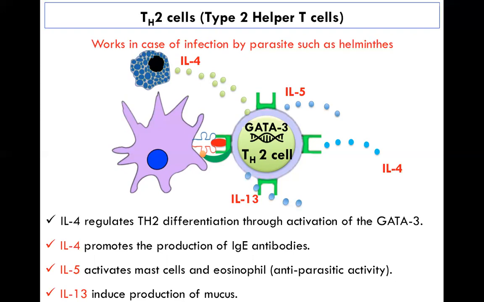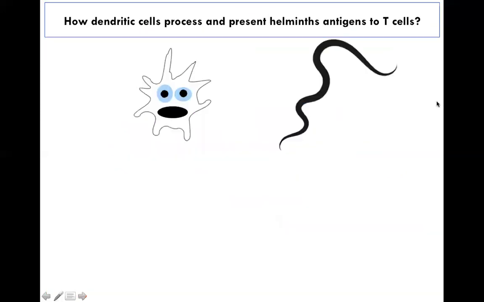But there is one very interesting thing in that. We mentioned earlier that these helminths cannot be phagocytized. If they cannot be phagocytized, then how are they engulfed, and how are their antigens presented to the helper T cells? Let's try to understand how our immune system eliminates the helminths from our body.